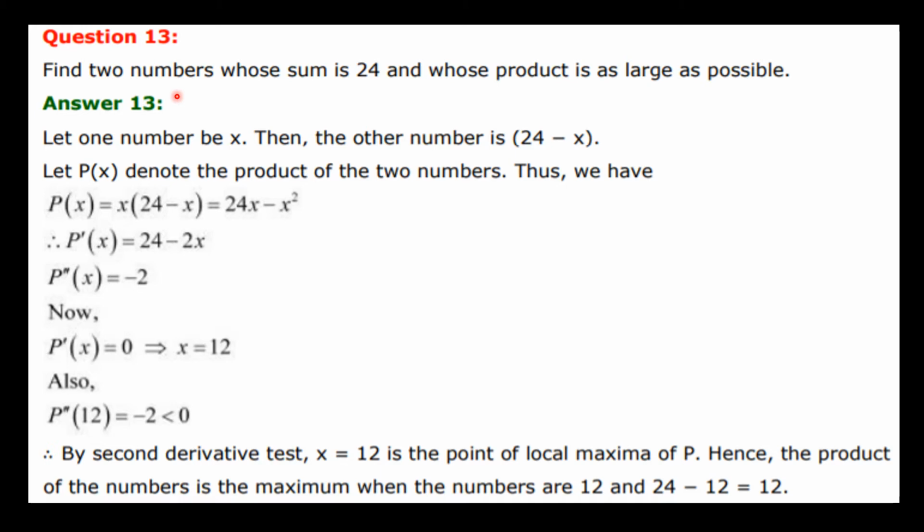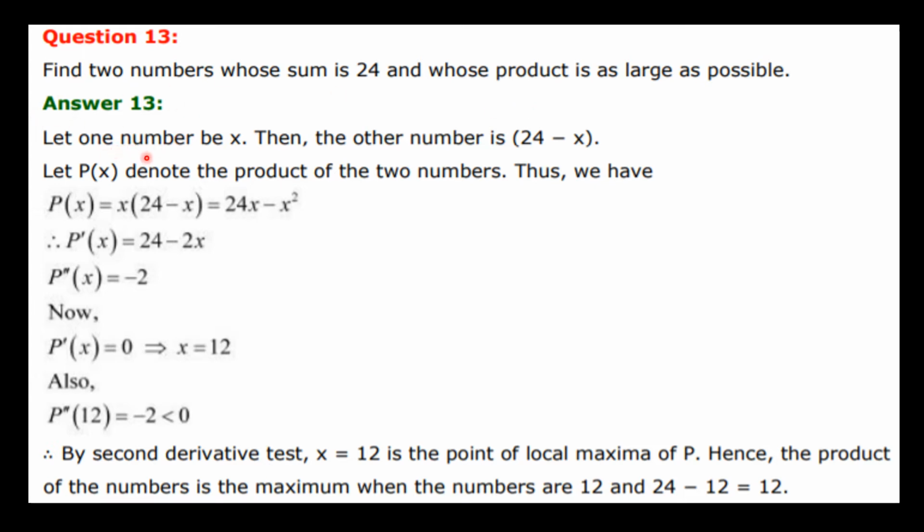Okay, my children? Right. Come to question number 13. 13th question in the exercise. Find two numbers whose sum is 24 and whose product is as large as possible. Means maximum. The product of the two numbers must be maximum. Understood this question, my dear children? Right. Now come to the solution part.